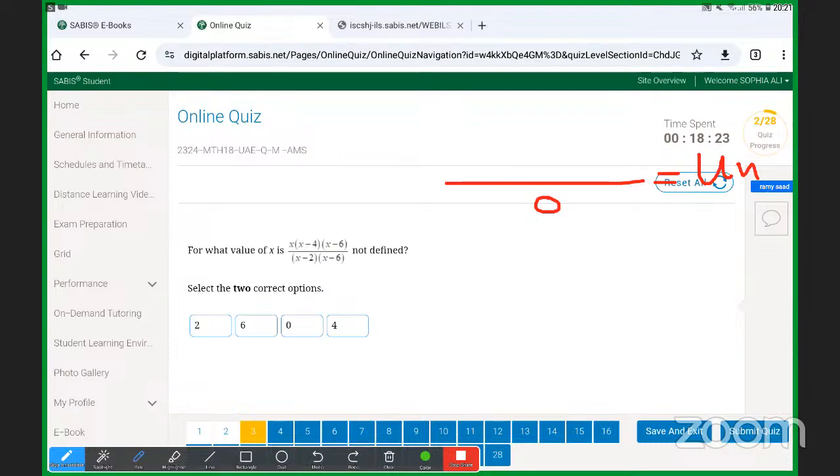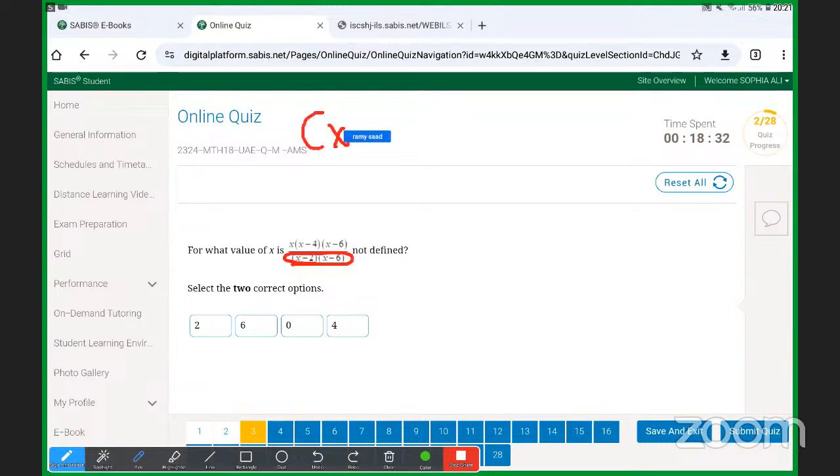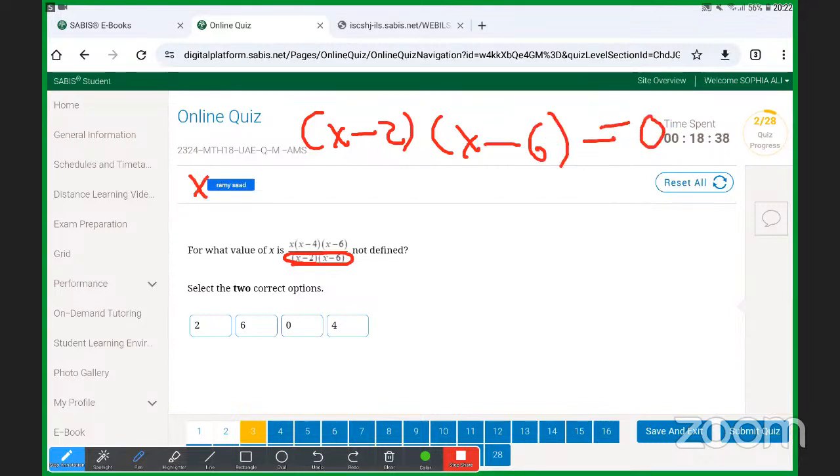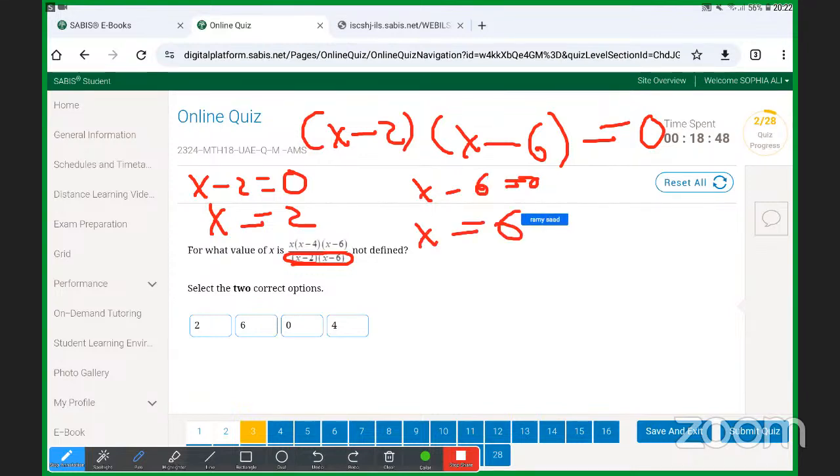Okay, so what makes the denominator here equal to 0 to make it undefined? So we have here x minus 2, x minus 6. I will write it like that, equal to 0. And then I will take each bracket and make it equal to 0. So x here will be 2. And x minus 6, I will make it equal to 0. So x will be 6. So these are your answers.